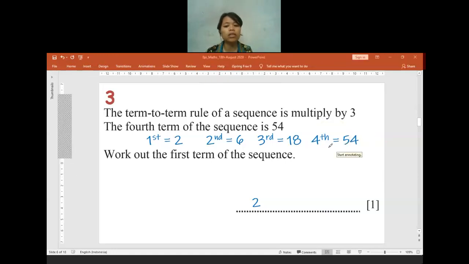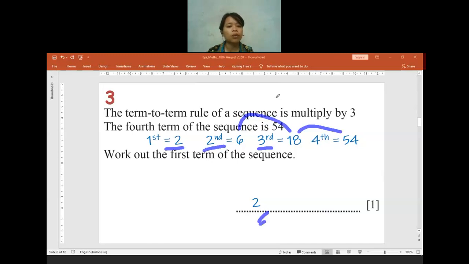So the fourth term is 54. 54 divided by 3, the answer will be 18. We get the third term. And then from 18 we divide by 3, it will be 6. We got the second term. And then 6 we divide by 3, we will get the number 2 for the first term. That's why for question 3, the answer for the first term will be 2.